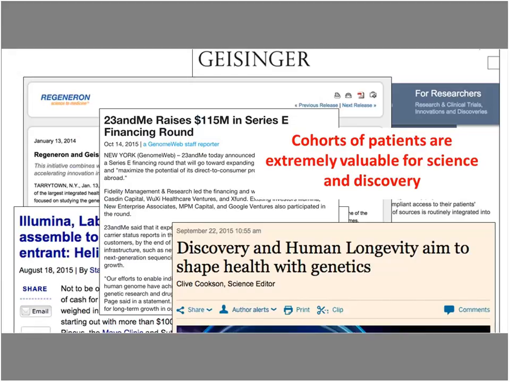23andMe has their samples and their patient records. Now, these aren't electronic medical records, but they've raised another $100 million because they have that organized. Illumina and Helix are down there in the bottom left, raising $100 million, getting more patient data. And Human Longevity is now launching in Southern California. I think they're trying to get 1 million patients genome sequenced with medical records and medical data.